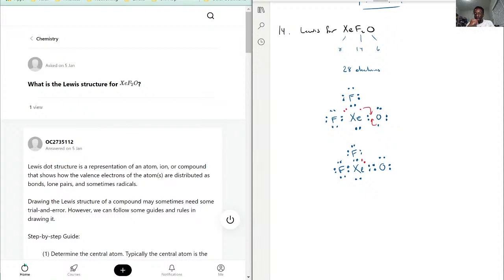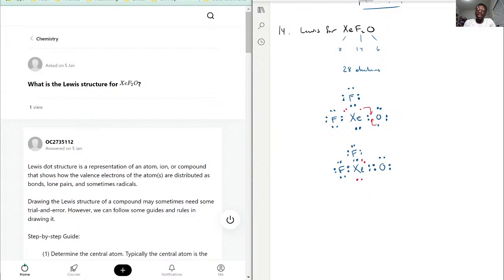So with that being said, I'm going to make this one red as well, because technically speaking, as you can see, the blue ones are where the octet rule is, and the red is where it's going beyond the octet rule. So the oxygen xenon pair is the one that's following the octet rule.